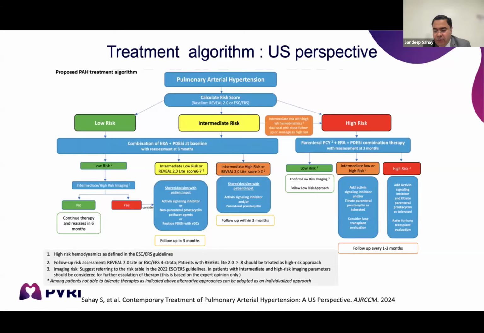Now, I'm going to show you 2 algorithms in the next 2 slides. This is what we published last year, like a US perspective, where we believe that Sotatercept can be earliest instituted in the treatment paradigm and how this may impact. And as you know, that the treatment in PH is risk based, and you do a baseline risk assessment, low, intermediate, and high risk, and then you proceed with starting the treatment.